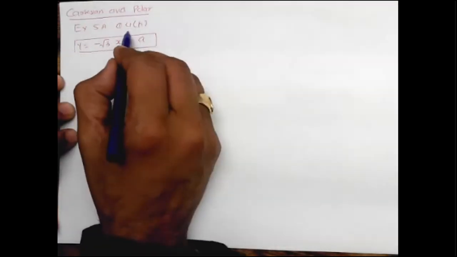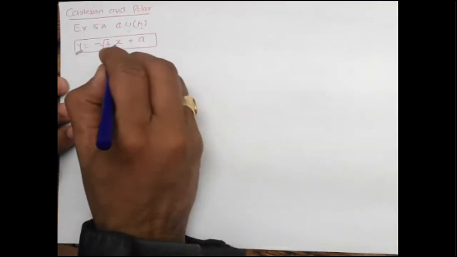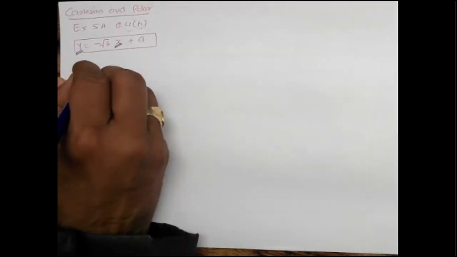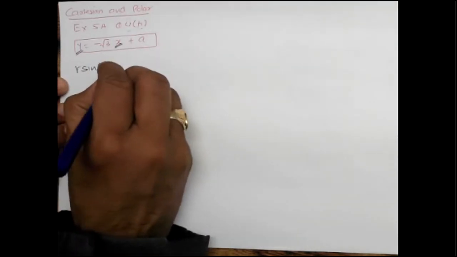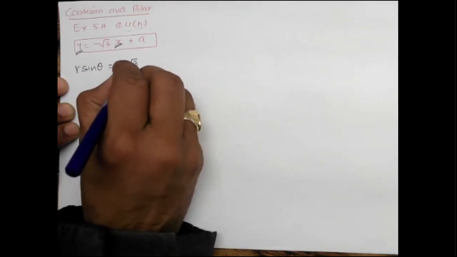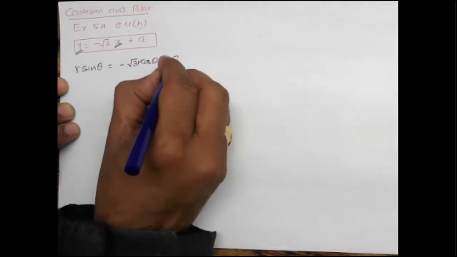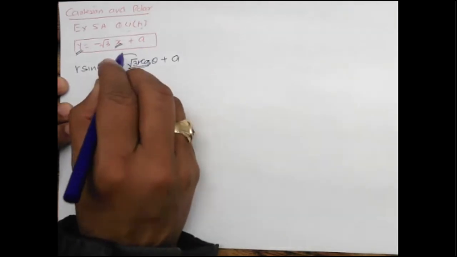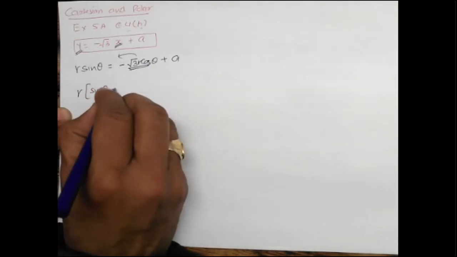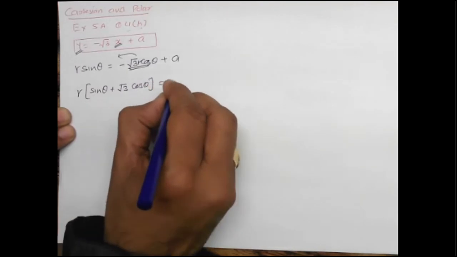All right, so question number 4, part h. I can see there's a y there, there's an x there. I can replace y and x by r sin theta for y is equal to minus root 3 r cos theta plus a. So we bring these terms to one side. So I get r sin theta plus root 3 cos theta is equal to a.